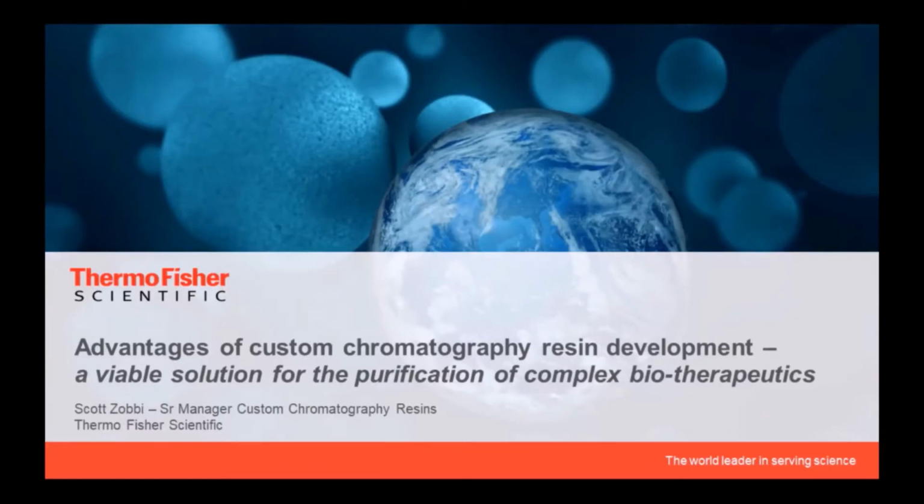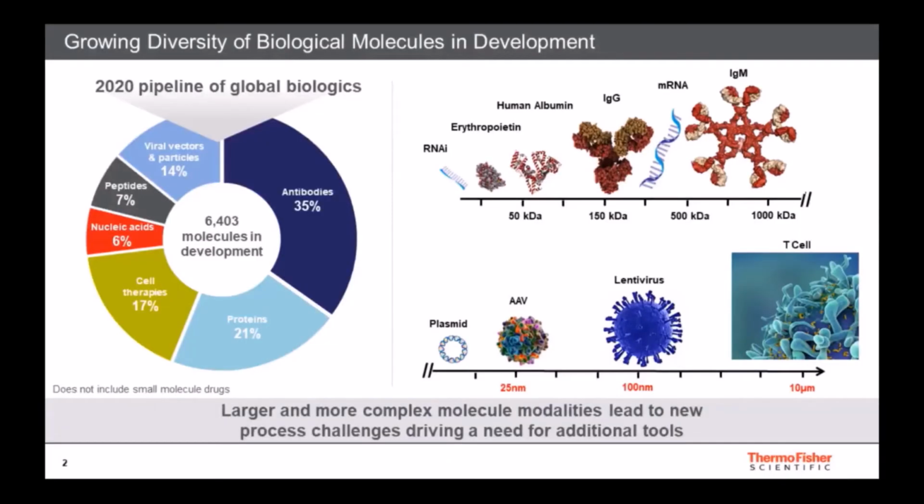And today we wanted to talk about some of the advantages of developing a custom resin and how they can be used for purification of complex biotherapeutics. So to kick off, as you can see on this slide, the landscape of biotherapeutics is changing. Antibodies still represent a large proportion of therapeutics in development right now, but some of the other modalities like proteins, viral vectors, and cell therapies are growing significantly, and they represent a fairly large portion of the therapeutics in development. In addition to that, peptides and nucleic acids are also starting to be pursued for their own unique properties.